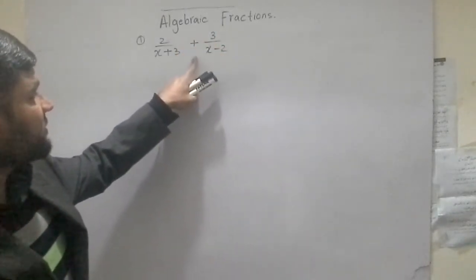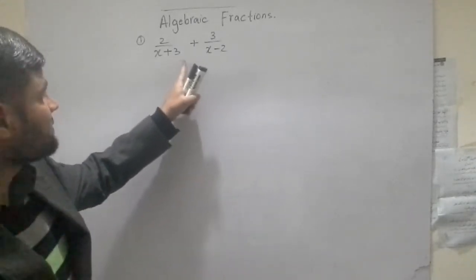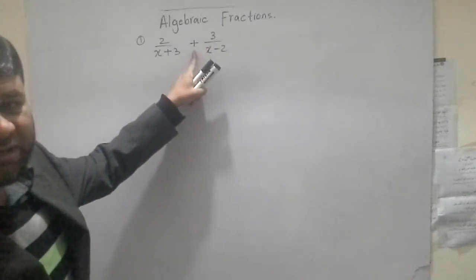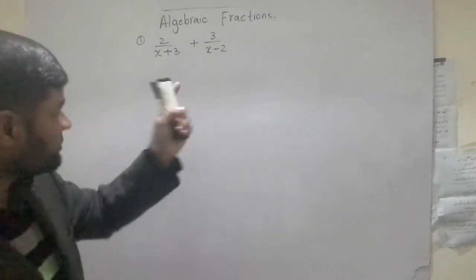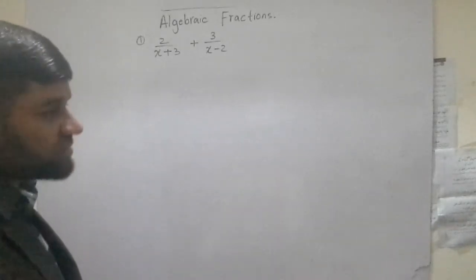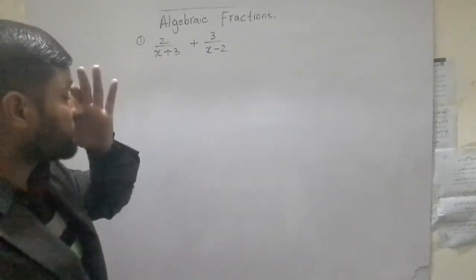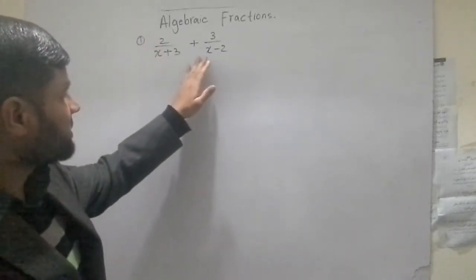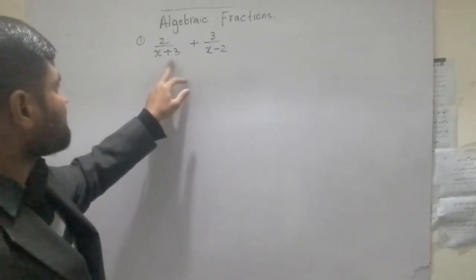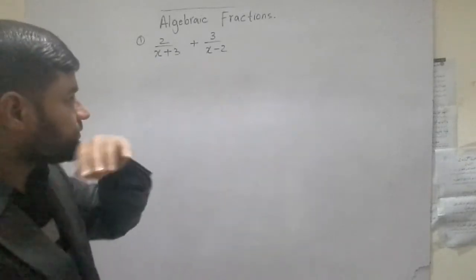In this algebraic fraction you can see these two fractions are being added. This is the first fraction, this is the second fraction, and this is the addition sign, so we need to add these two fractions. Now in algebraic fractions we normally have algebraic expressions in the numerators and denominators, and these algebraic expressions include unknown variables like x and y.